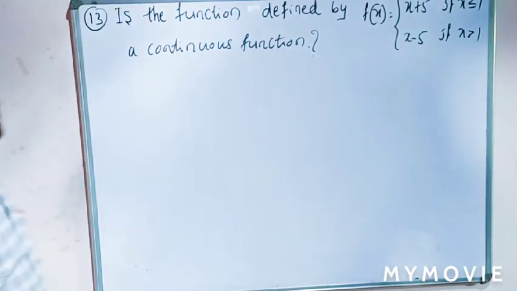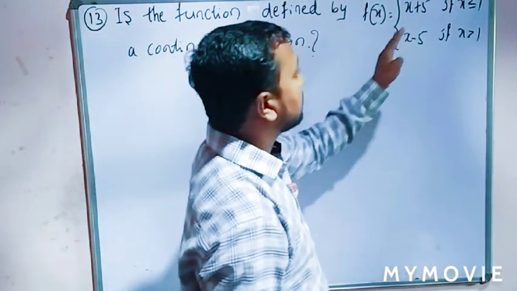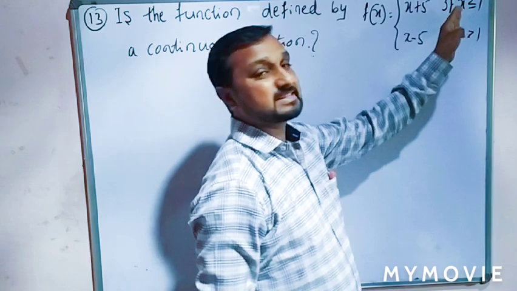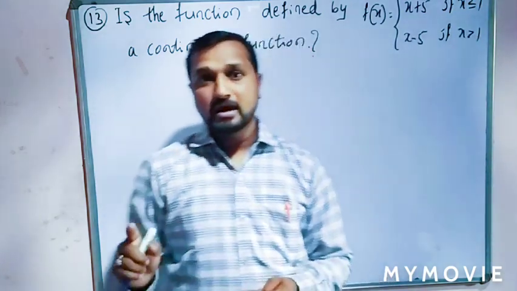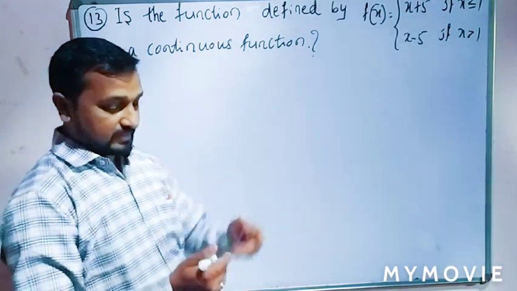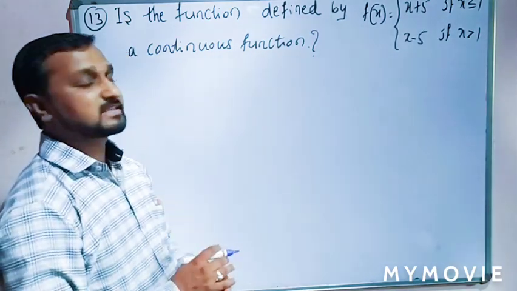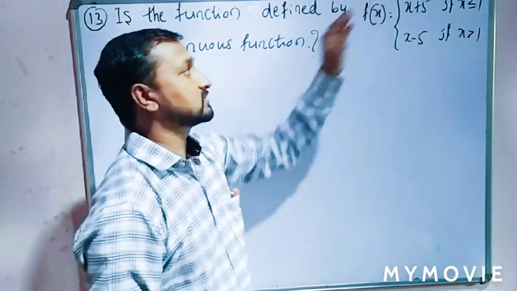Here in this example also, the function is defined by f of x equal to x plus 5 if x is less than or equal to 1, and x minus 5 if x is greater than 1. Check whether this function is continuous or discontinuous. Okay, this is a very easy example, students. As in the previous example, take f of x equal to this function.